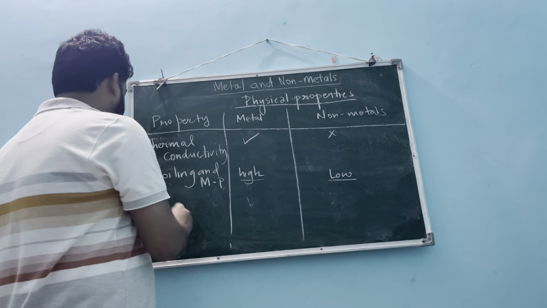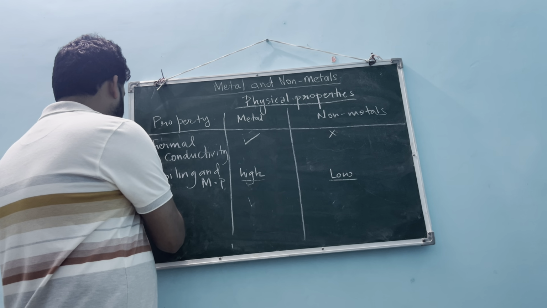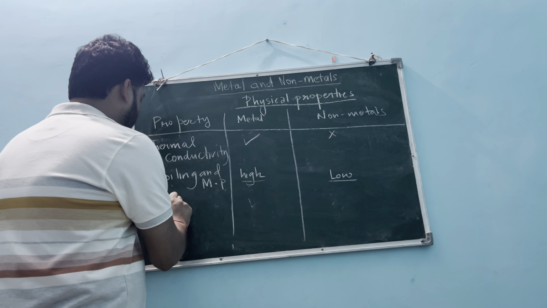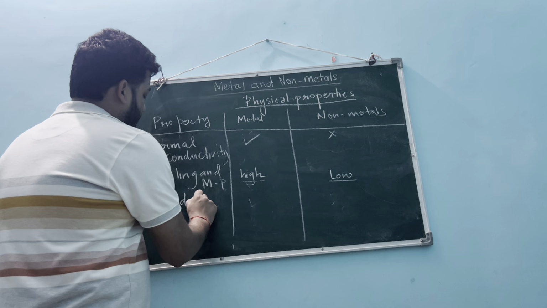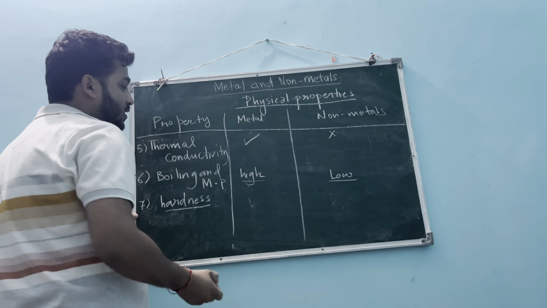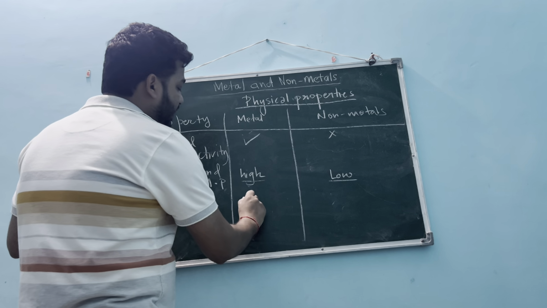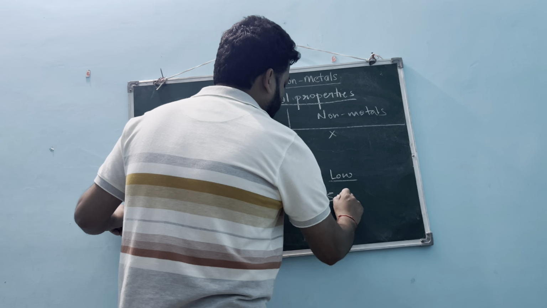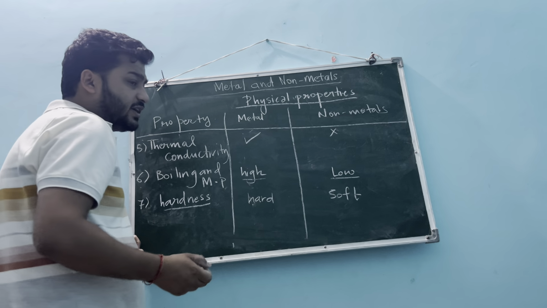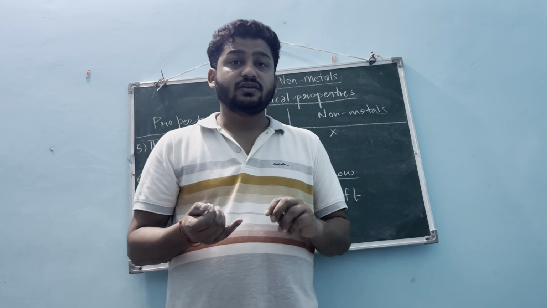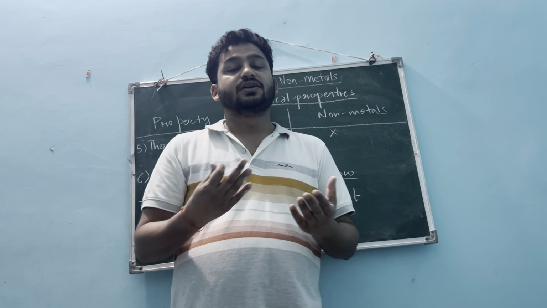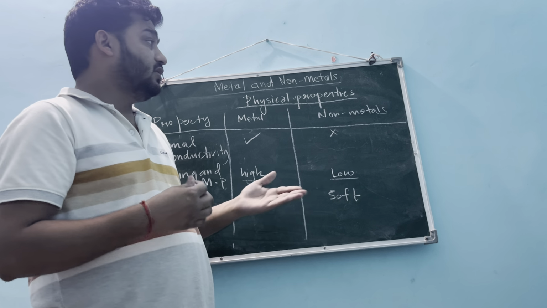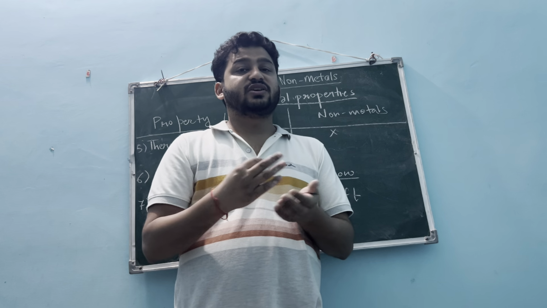Right? Then any other? Then there is hardness. Hardness is very important. Metals are generally hard, non-metals are generally soft. If we talk about state also, metals are generally hard, except mercury. Mercury is a liquid. But non-metals are present in all three forms.